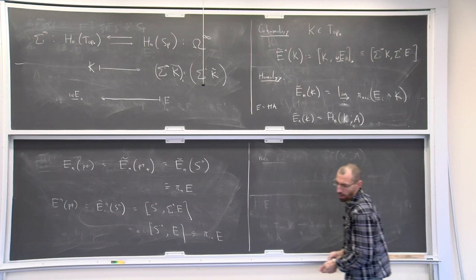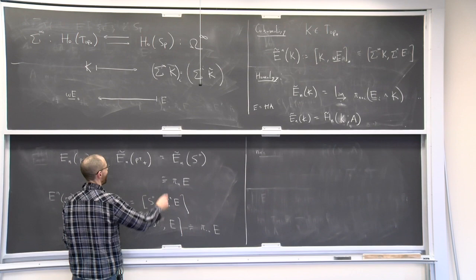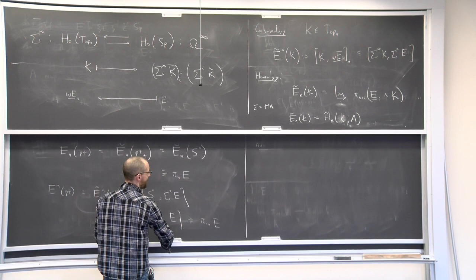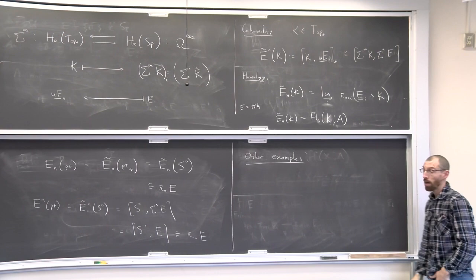At this point, I should probably give you some other examples of homology and cohomology theories so that this can justify the existence of these things more fully. So let me do that here. Let's do some examples that are not regular homology and cohomology. So other prominent examples, K-theory.